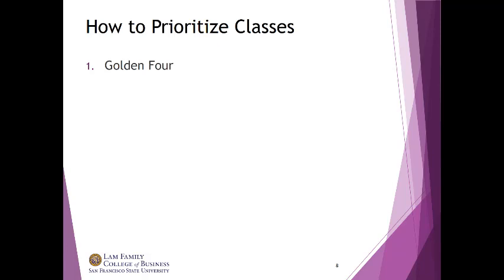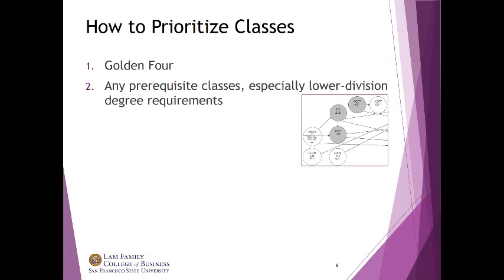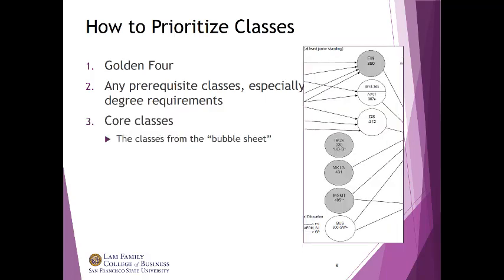Okay, how do we put all this together? The order you want to go in is to complete your Golden 4 if you haven't already. Next, you want to take any prerequisite classes, especially those that are lower division degree requirements. Remember I told you this bubble sheet would show up again? Well, here it is. Make sure that you complete the classes listed here from the left side of the sheet as soon as possible. Then broaden the scope and take any of the core classes from the bubble sheet.